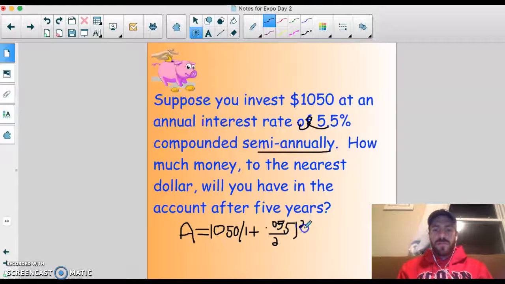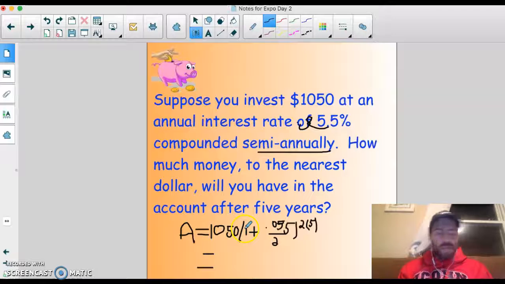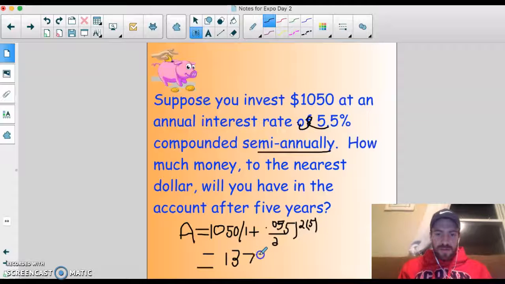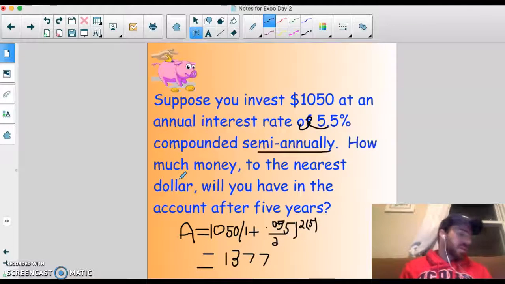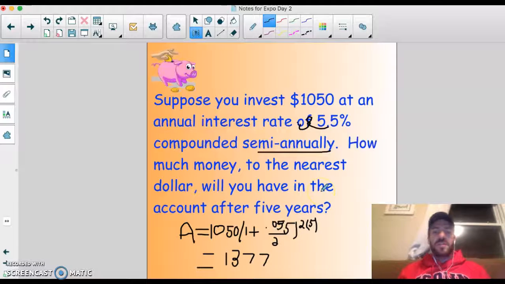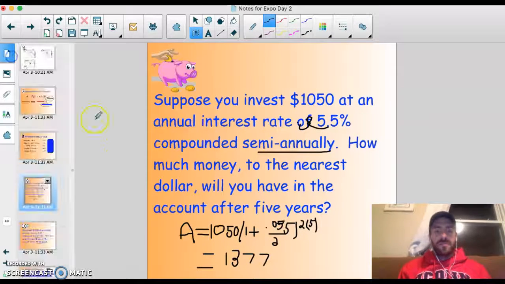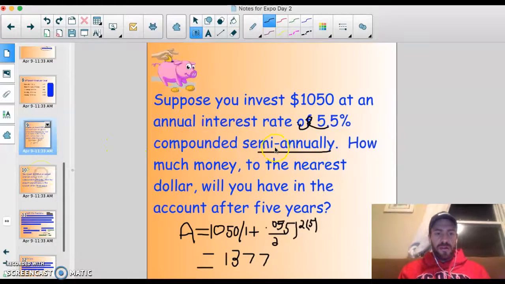And then it's all to the power of 2 times t, which here is 5. It's 5 years. It's the number of years. So you plug this in the calculator. Be careful with your parentheses. Again, personally, I do it step by step. But once you plug it in, you should get $1,377. So if you left this money in the account for 5 years at this rate and this money compounds, you'd only gain about $300. Not bad. Not super great either.